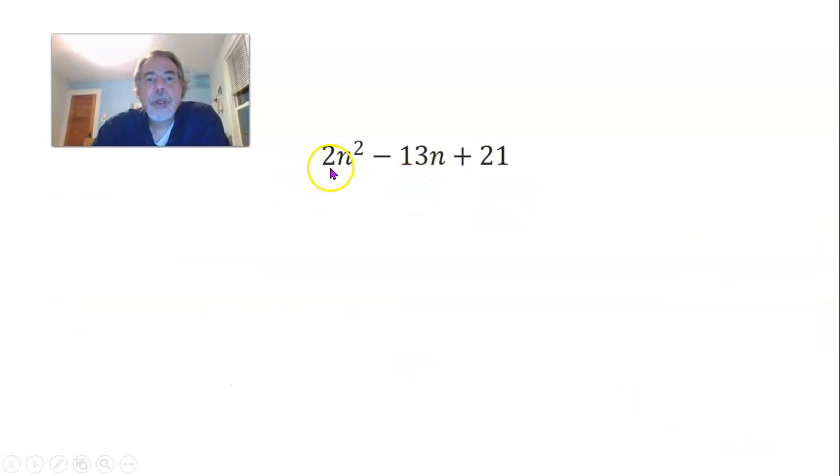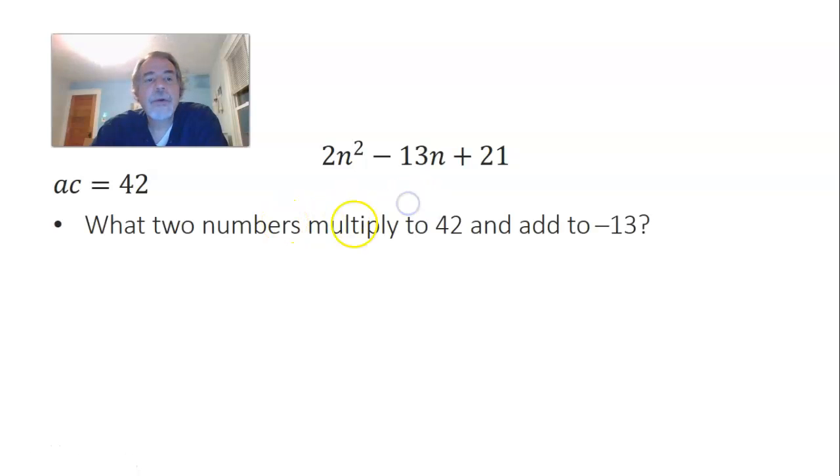Next example, 2n squared minus 13n plus 21. So what do we do if we're using this AC method? We're multiplying the a times the c. So 2 times 21 is 42. Now what do we do with that? We look for numbers that multiply up to 42 and add up to negative 13.